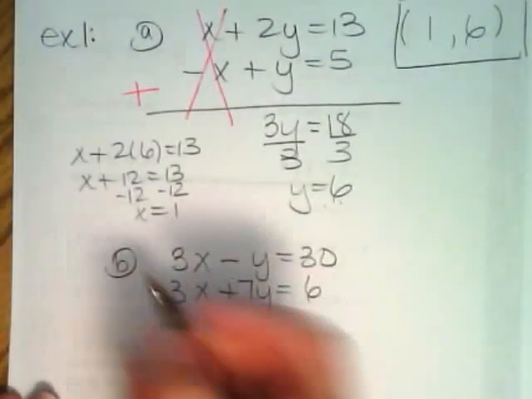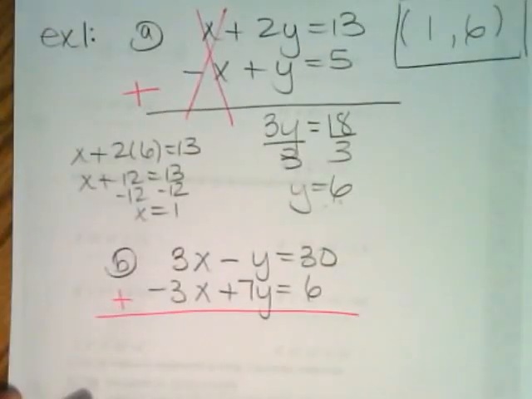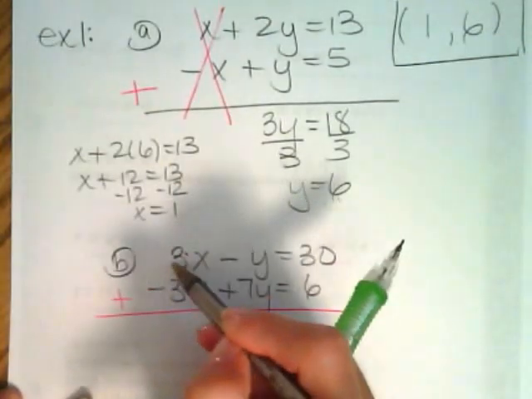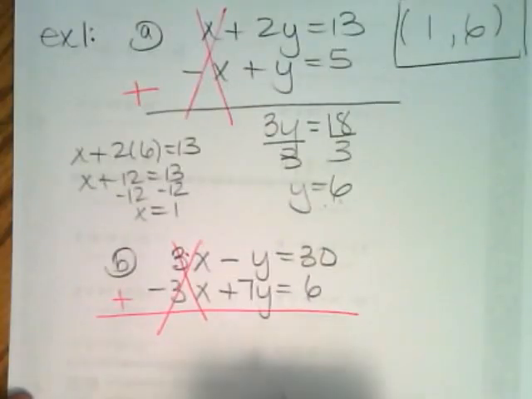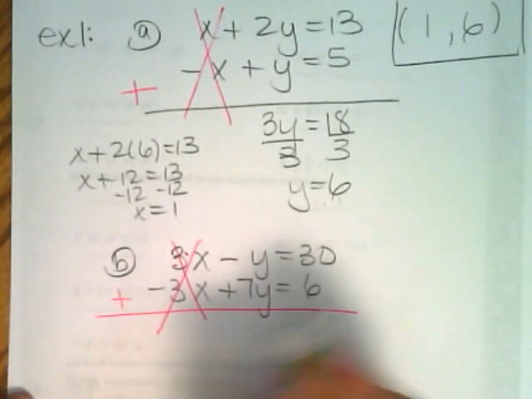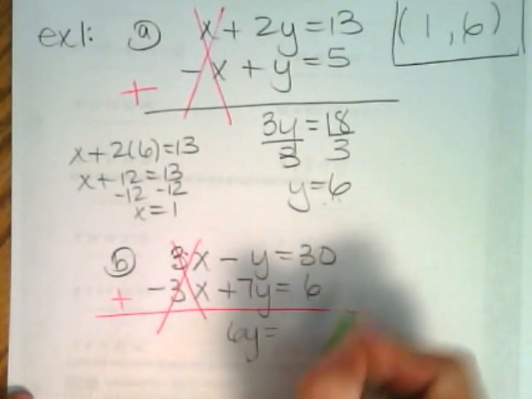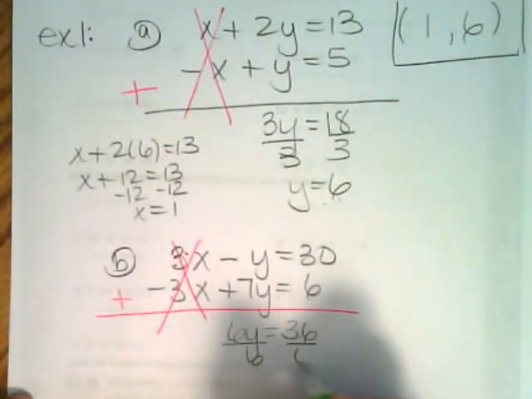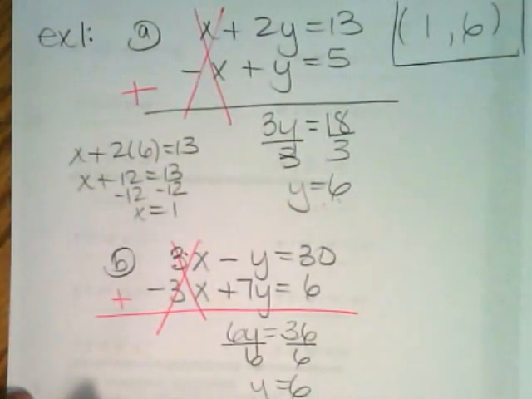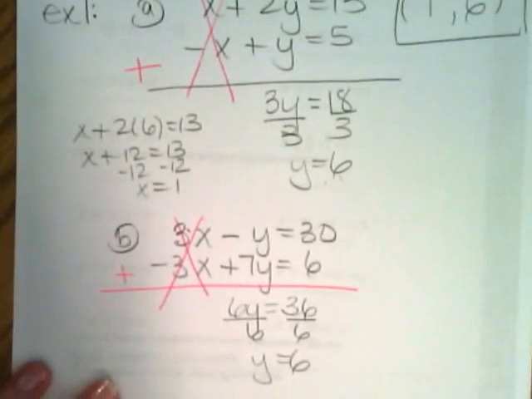I want to look for a zero pair. Well, I'm going to get rid of x because one's positive 3, one's negative 3. It goes away. So now I have a negative 1 and a positive 7. That gives me 6y. 30 and 6 gives me 36. And again, that's how quickly you are finished.